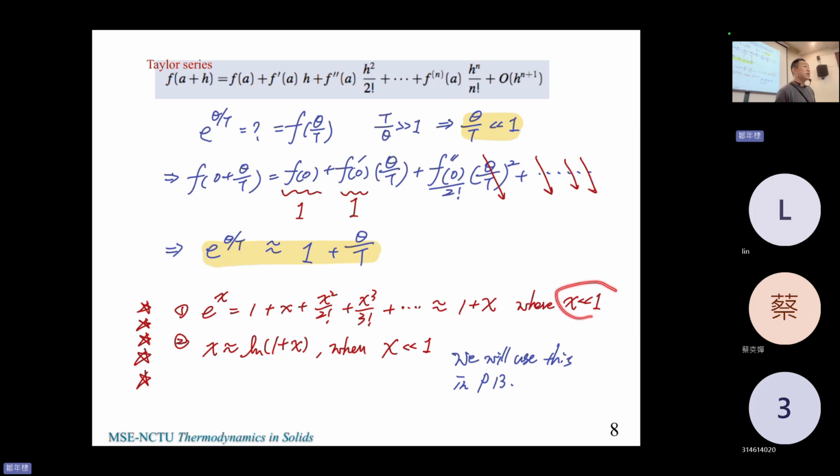When x is much less than 1, exponential x is approximately equal to 1 plus x. And if x is much less than 1, x is approximately equal to natural log of 1 plus x. You can see this is really similar. I mean, they are the same. But we will use this in page 13 later.